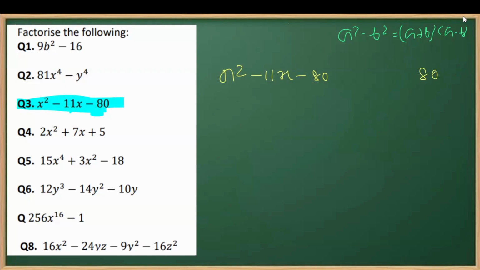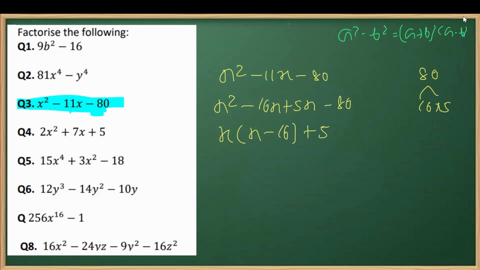So we can see that 80 can be written as what? 16 into 5, right? So this is how we are going to do it. Since we need minus 11, we'll be writing x square minus 16x plus 5x minus 80. Now taking x common from the first two terms, we get x minus 16.